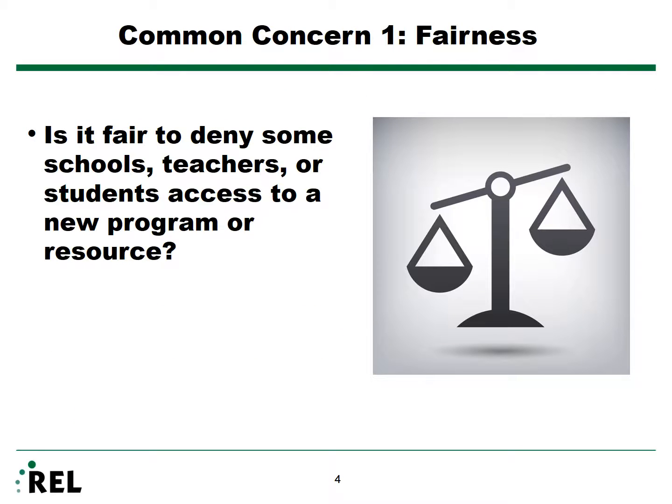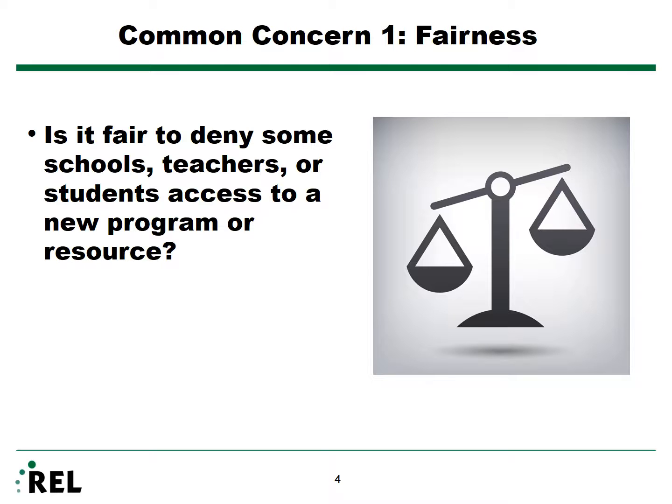One of the most common concerns from teachers, parents, and school leaders regarding RCTs or experiments is about fairness. Is it fair to deny some schools, teachers, or students access to a new program or resource? Some educators and parents may believe that only providing services or a new program or resource to some participants is unfair to those who do not receive the program. In other words, you might be concerned that the control group in the opportunistic experiment is missing out on a valuable program.